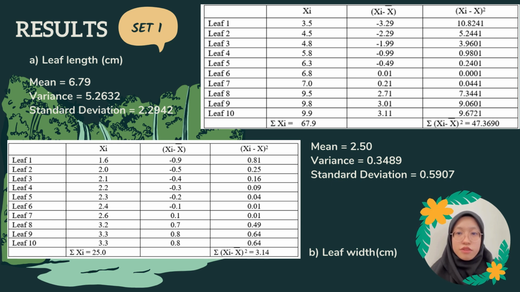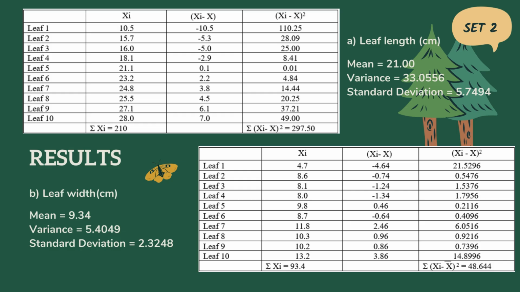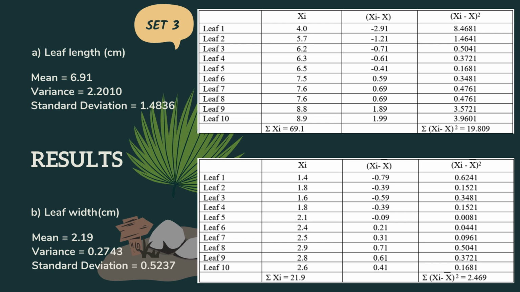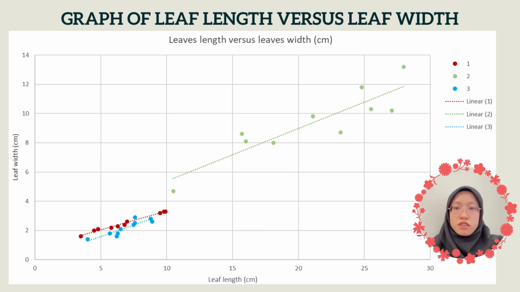These are the results for leaf length, width, and weight for all 3 sets of leaves with their calculated mean, variance, and standard deviation. This is the graph plotted using the data of leaf length and width.